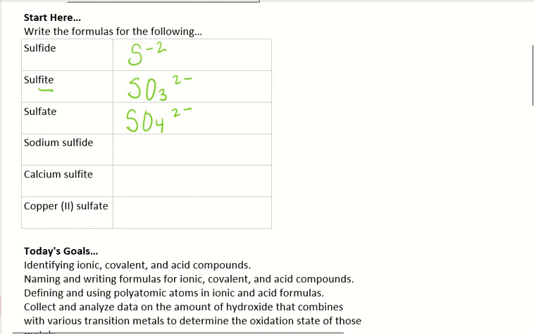All right, so sodium sulfide. Na plus, S 2-. How many Na pluses do you need? So, Na2S. Calcium 2 plus, sulfite, SO3 2 minus. How many of each do you need? 1.